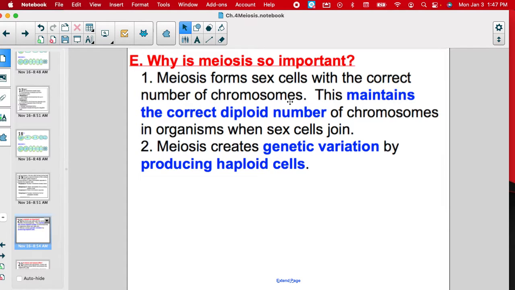Okay, so the importance of meiosis is obviously to maintain the correct diploid number when those sex cells join. So those sex cells have half the number of chromosomes, and then when they fuse, we end up with an organism with the correct number. Another very important reason why meiosis occurs, it creates something called genetic variation, genetic diversity. This is why you don't look exactly like your siblings, if you have siblings, or exactly like your parents. There are just so many things that occur in meiosis that make the organism unique.